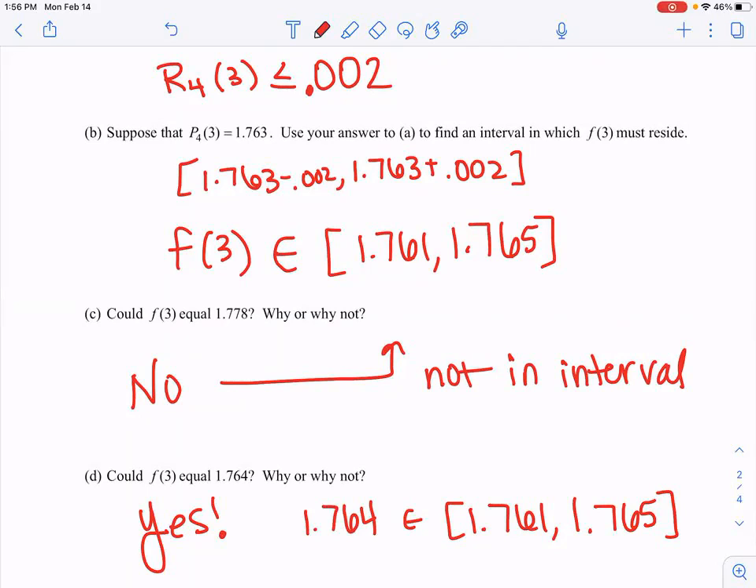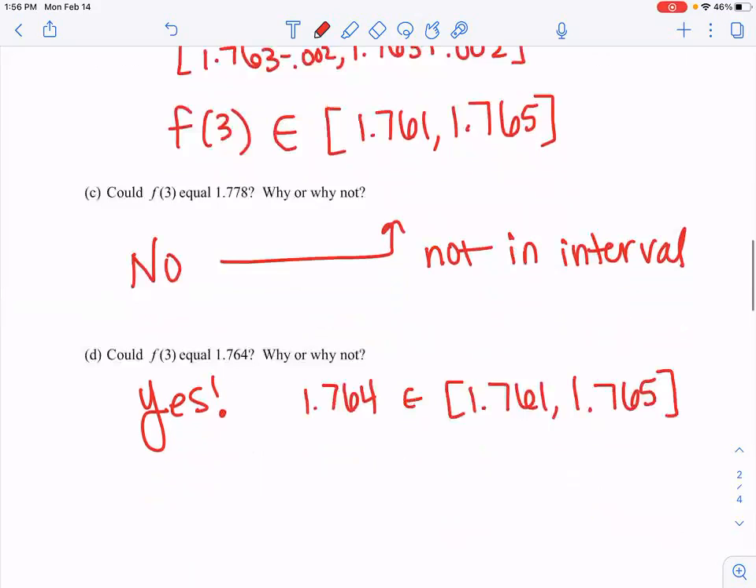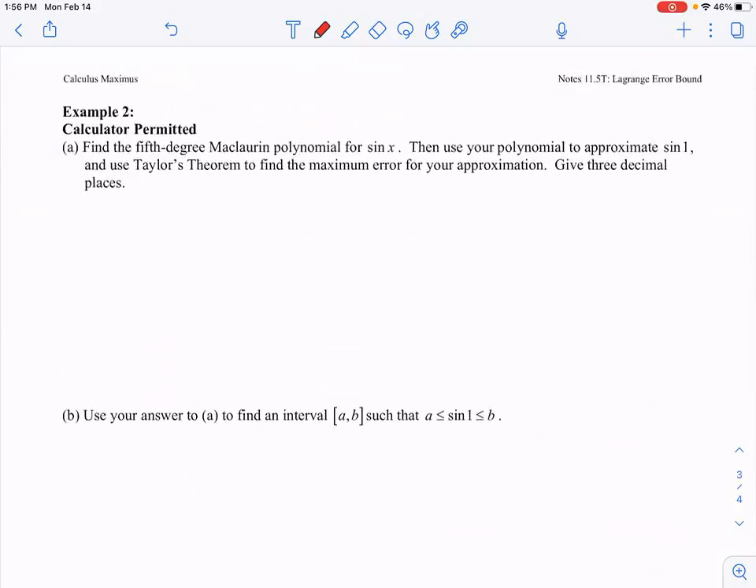Okay, we ready? Okay, what I'd like you to do is turn to the second page. Find the 5th degree Maclaurin polynomial for sine of x, and then stop.